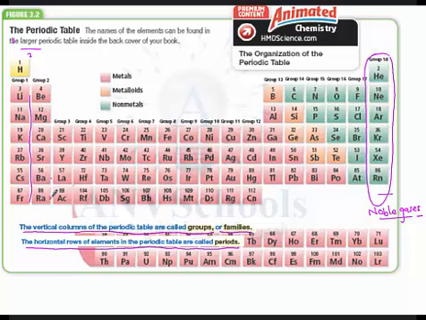The metalloids, on the other hand, have properties intermediate between those of metals and non-metals. These are the metalloids. Then what we have on your right in green are the non-metals. So these are metals, these are metalloids, and these are non-metals.